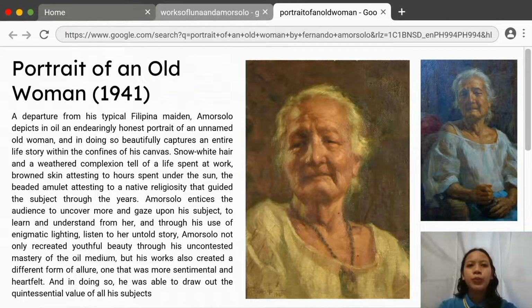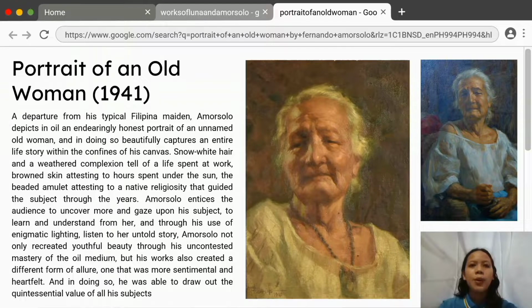Portrait of an Old Woman. A departure from his typical Filipina maiden, Amorsolo depicts in oil an endearingly honest portrait of an unnamed old woman, and in doing so beautifully captures an entire life story within the confines of his canvas.